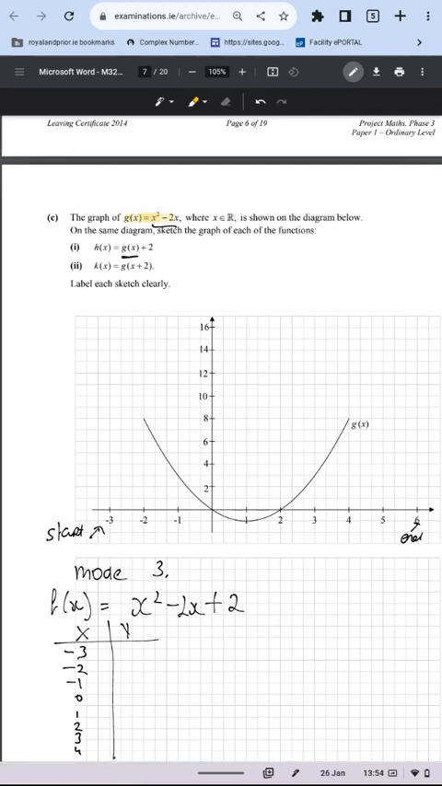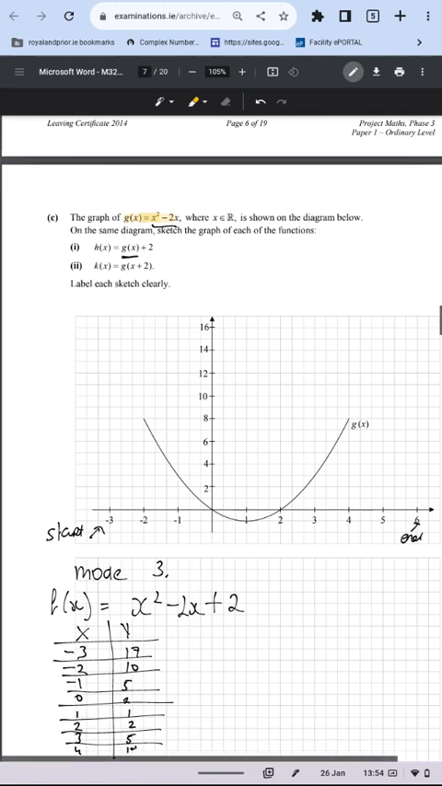So mode 3, I'm typing in there alpha squared minus 2 alpha plus 2. Skipping that g of x1, I'm doing one at a time. Start at minus 3, end at 6, steps of 1. I'm getting minus 3, 17, minus 2, 10, minus 1, 5, 0, 2, 1, 1, 2, 2, like a bingo caller here, 3, 5, 4, 10, 5, 17, it's outside it.